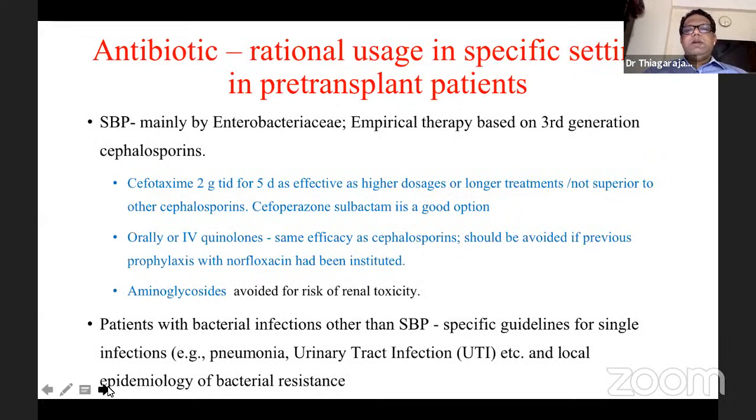Now we will see certain specific settings in transplant patients, whether in the pre-op or in the post-op. In spontaneous bacterial peritonitis, there is no need to start with meropenem or piperacillin tazobactam. Even cefoperazone or cefotaxime often works well. But you have to be careful in using fluoroquinolones if they have already been used. Generally, we avoid aminoglycosides for risk of renal toxicity. For other infections like pneumonia or UTI, it's important to use local epidemiology rather than a fixed antibiotic.